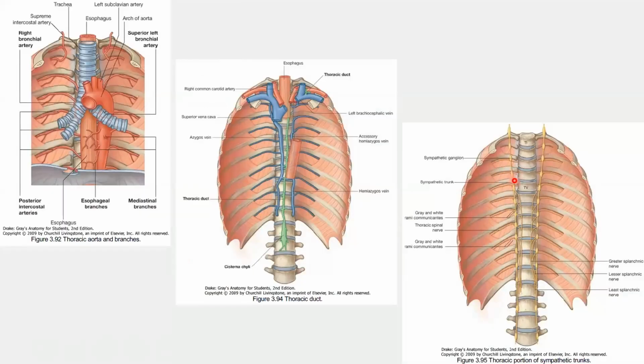Then on either side of the vertebral bodies, you have the sympathetic trunks. If you remember the lecture on the nervous system, from the spinal canal, you had a sympathetic outflow, which formed two trunks on either side of the vertebral canal like this. So this is the sympathetic trunk. Right? So this shows branches of the thoracic aorta to the thoracic wall, and there are some mediastinal branches and esophageal branches.